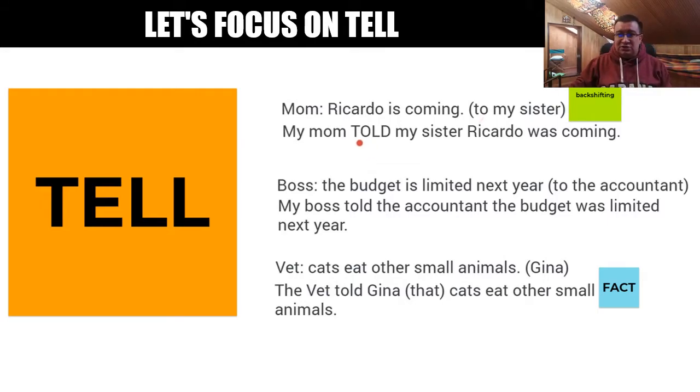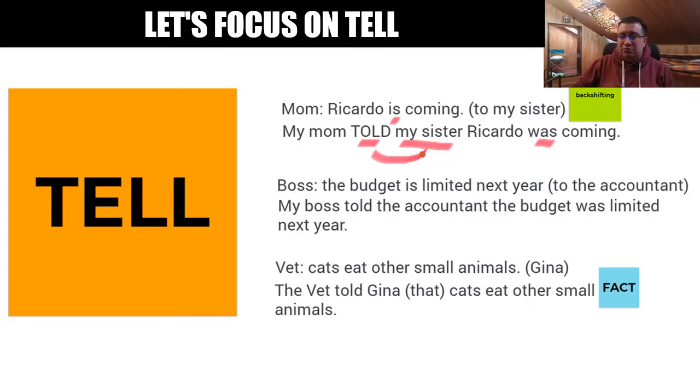The first one, obviously, is that the past of tell is told, so keep that in mind. The second is, well, we still have to use backshifting. That's the primordial part here, okay? And we have to report, obviously, the person. When we use tell, we have to mention the person. There's no way to use tell and directly the message, okay?